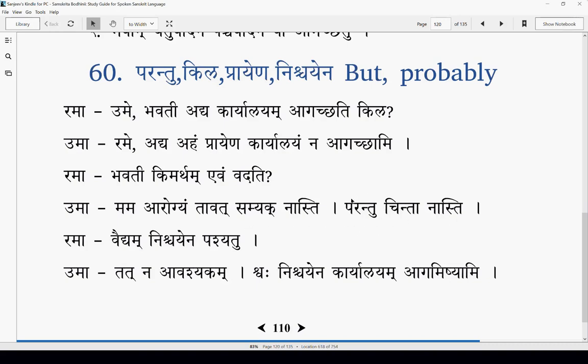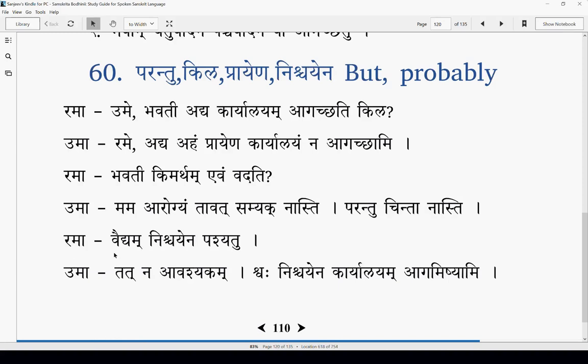Parantu chinta nasti. Parantu is used. What is the meaning here? Parantu chinta nasti. But. Parantu, but. Chinta nasti, no worries. But no worries. My health is not that great, but no worries.